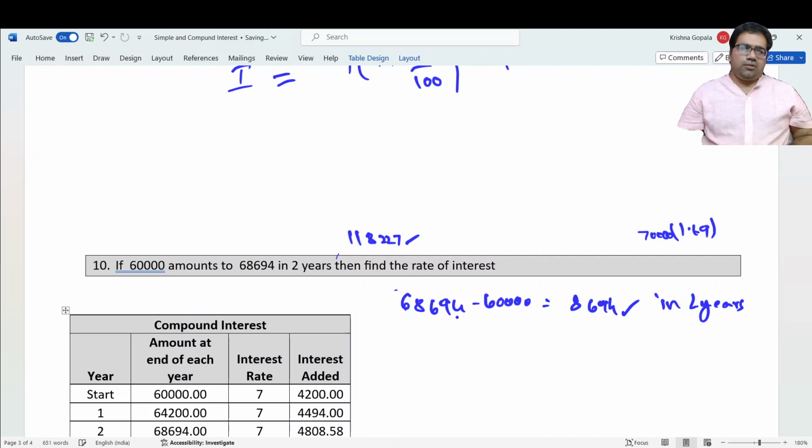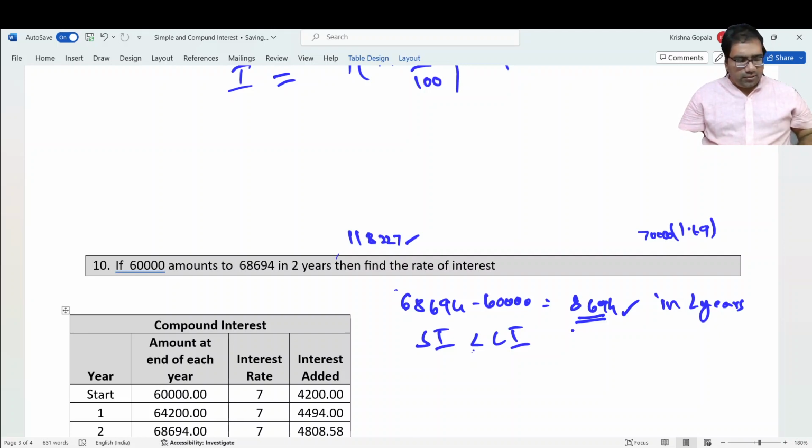Okay, now if it was simple interest, we know simple interest is always less than compound interest if it is more than 1 year time period. If it is one time period, then simple interest should be equal to compound interest, if it is only 1 year. Otherwise simple interest is less than compound interest. If it was 8,694 in 2 years, what could be the simple interest?